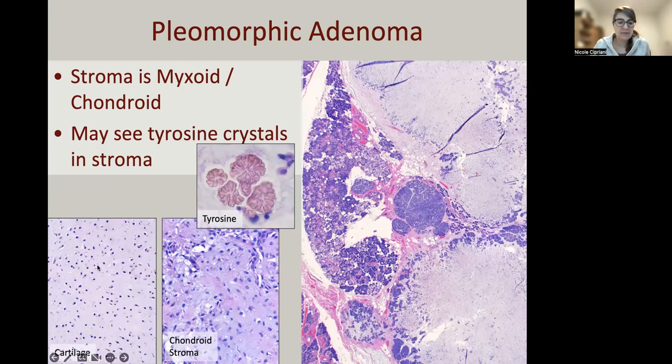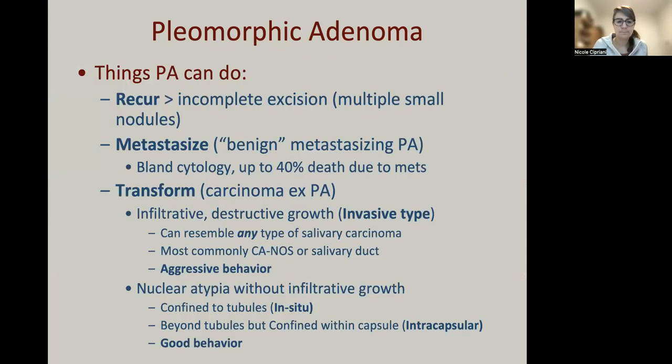So you can see here on the left cartilage, you can see here in the middle chondroid stroma of a pleomorphic adenoma, and then that low power appearance on the right, some of these pale chondroid islands and some of these very dark cellular islands, and then non-neoplastic salivary tissue on the left. We occasionally see tyrosine crystals in the stroma that is essentially unique to PA. It's meaningless otherwise, but it's kind of pretty, and I'll mention it because we sometimes see it.